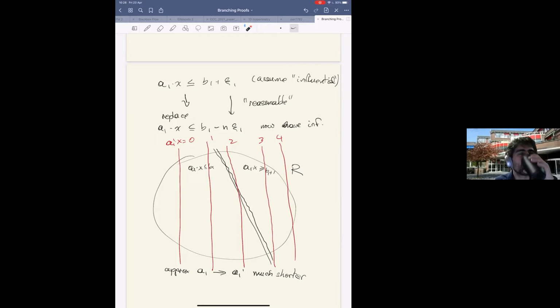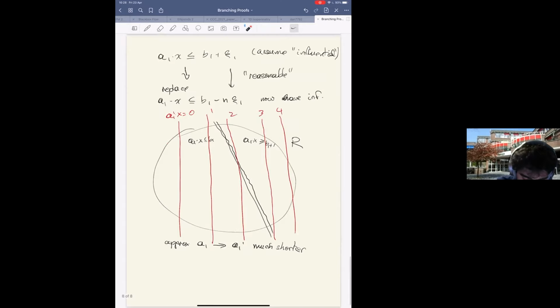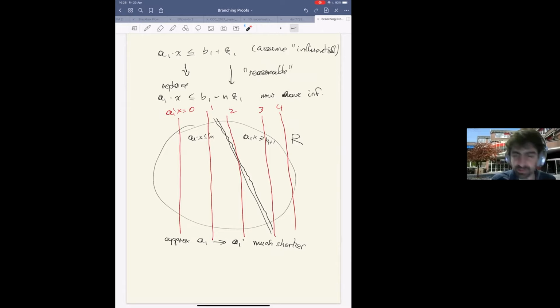The issue is I need to approximate both sides of the branch. So I need to pick two consecutive hyperplanes to form the new approximating branch. I could pick these two, or I could pick maybe these two. So I could say the new approximate branch is either A1 prime x less than or equal to 2 or greater than or equal to 3, or I could pick this one. It's not clear which one I should pick. Actually, in the construction, it will be clear, but just for the sake of this particular picture, it's not exactly clear.